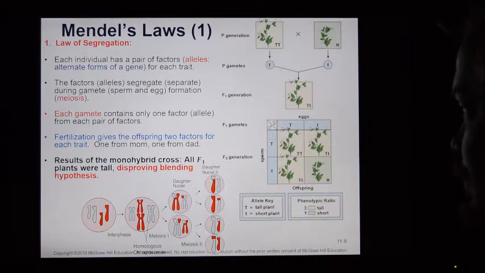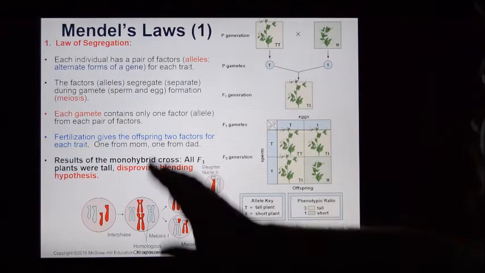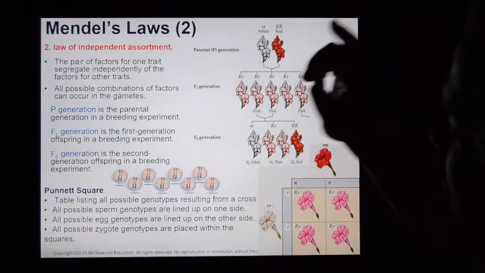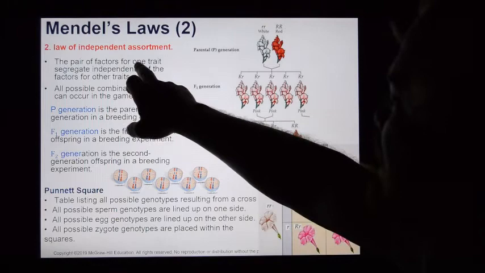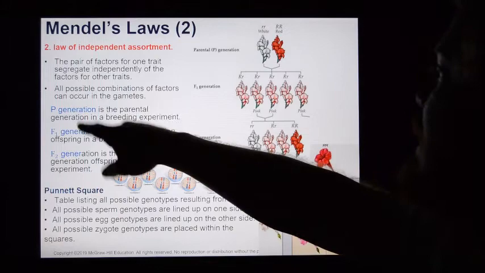Now, there's a little more to this because of the process of crossing over, but we're just going to leave that for the time being. Now, the law of independent assortment states that, well, hang on, let me just read to you and then we'll talk about it. The pair of factors for one trait segregate independently of the factors from other traits. All possible combinations of factors can occur in the gametes.